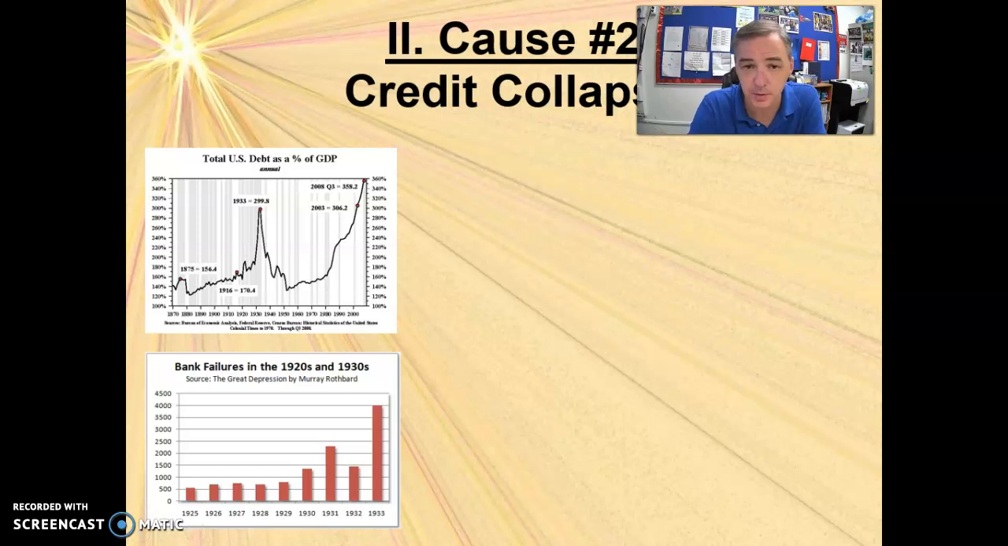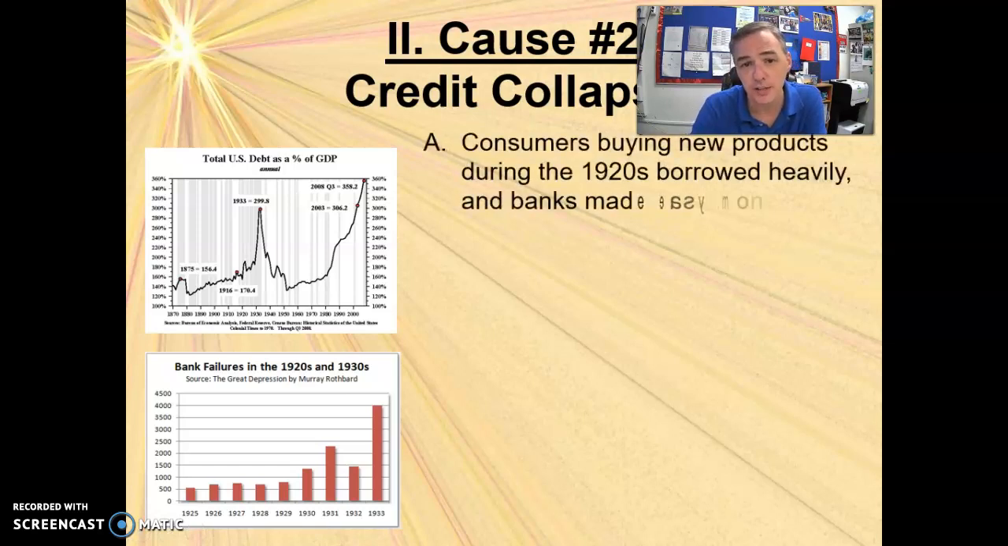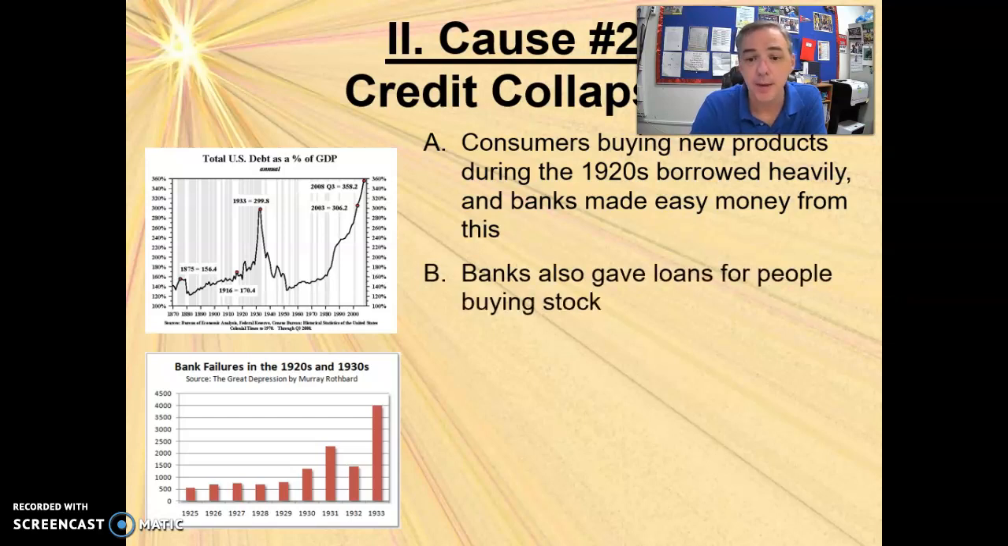Well, I talked about the stock market collapsing, but that's not the only issue. Think about our last unit when we talked about consumerism, the idea of borrowing money to pay for things: toasters, dryers, cars, houses. People borrowed heavily, and banks were making a ton of money. It was really easy money. Banks again loaned out money for people to buy stocks.